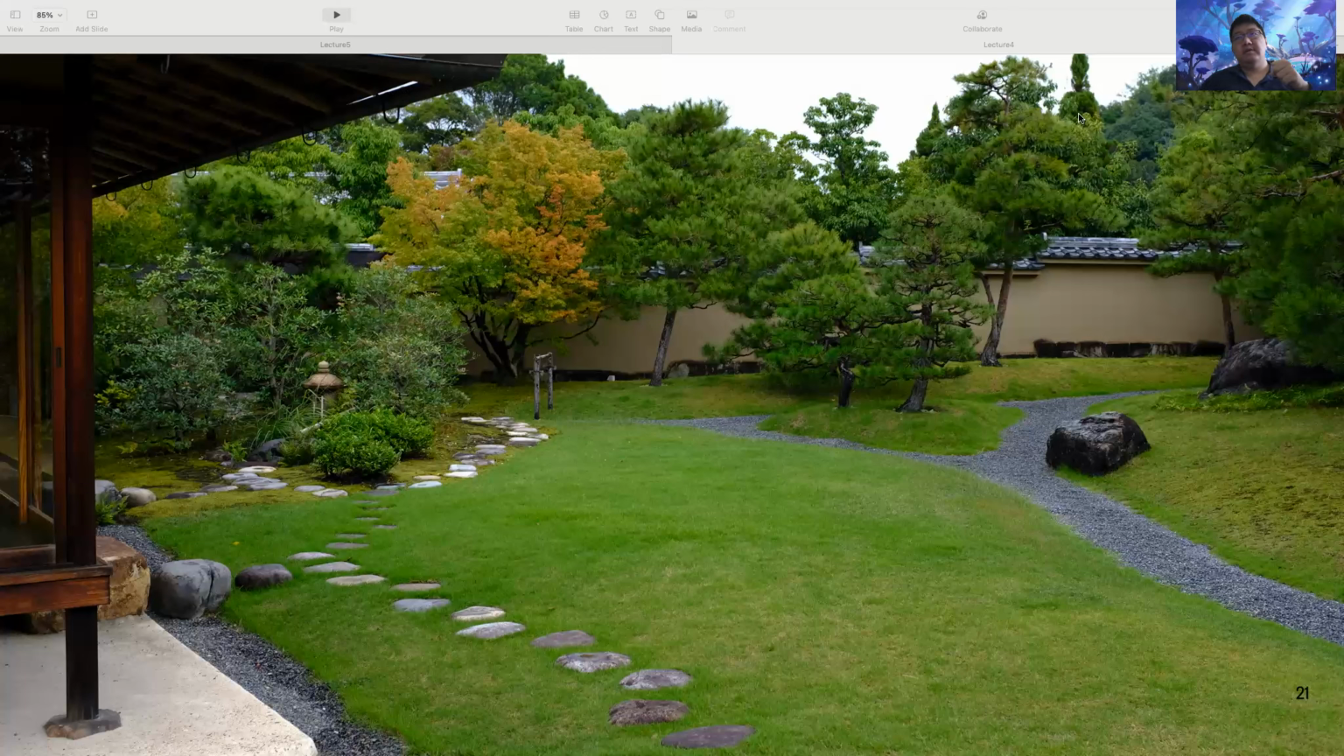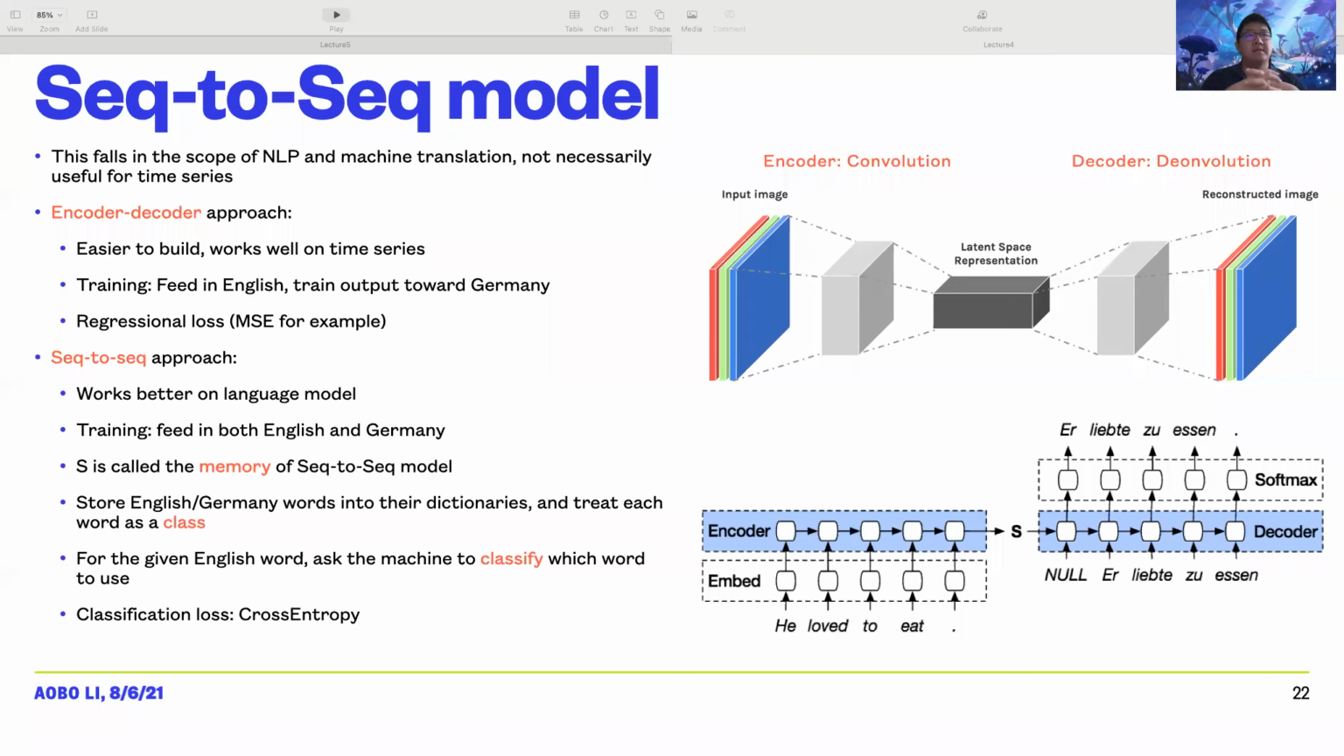Okay, so let's proceed. The last module, I would like to utilize what we have introduced in the previous submodules to form what we call the transformer model. First we will start with the sequence to sequence model. This actually falls in the scope of NLP and machine translation. So it's not necessarily useful for time series, but I think it's still useful to discuss what it is.